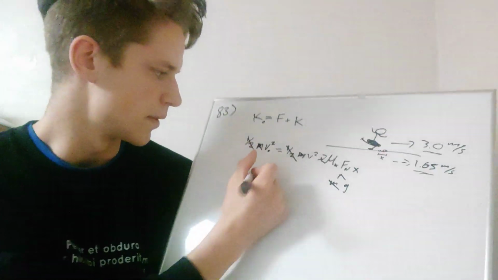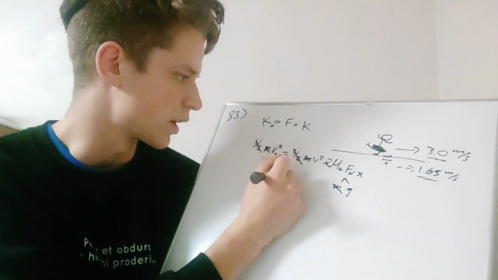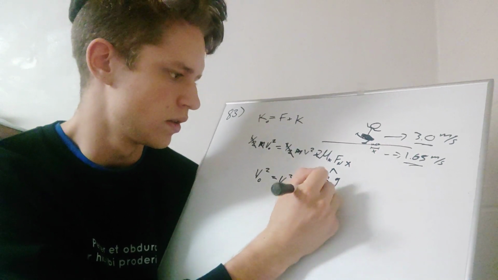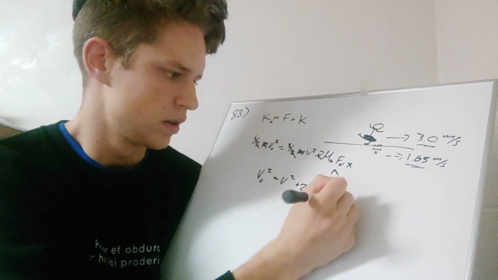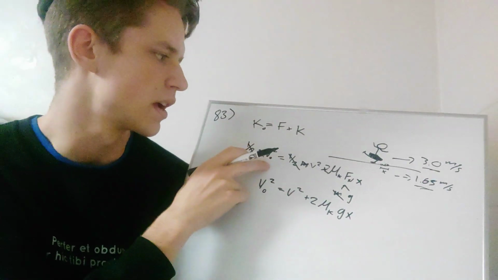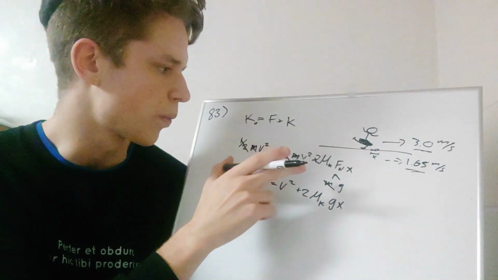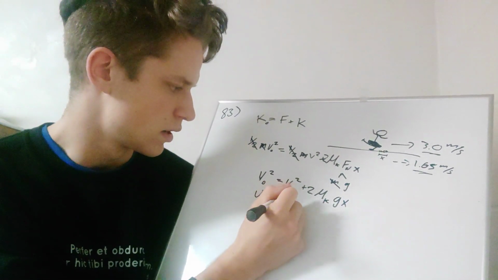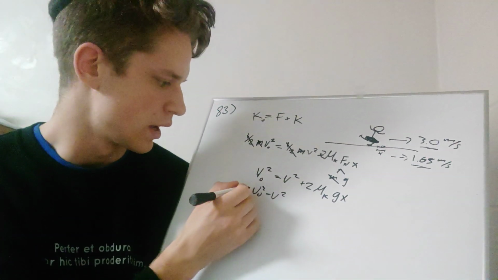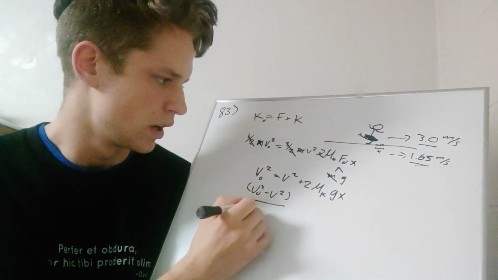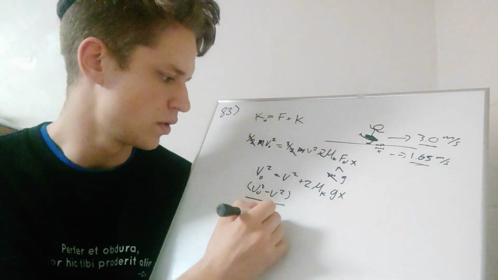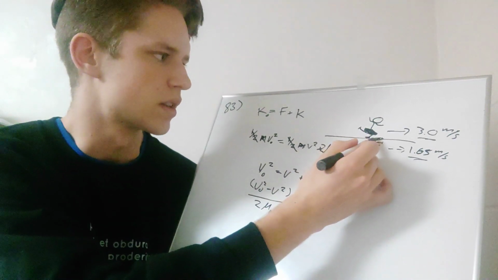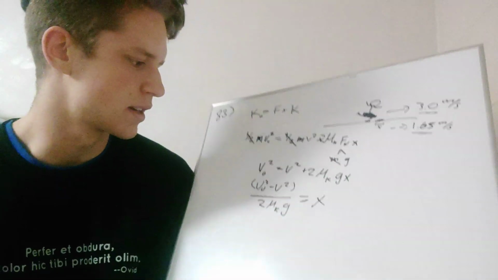Let me just rewrite what we've done already before I jump too far ahead. So this is what we get once we multiply everything by 2 and divide by m. So then you get v naught squared minus v squared, all of that over 2 mu k g, and that's going to equal x, or your distance, or the size of that rough patch of ice.